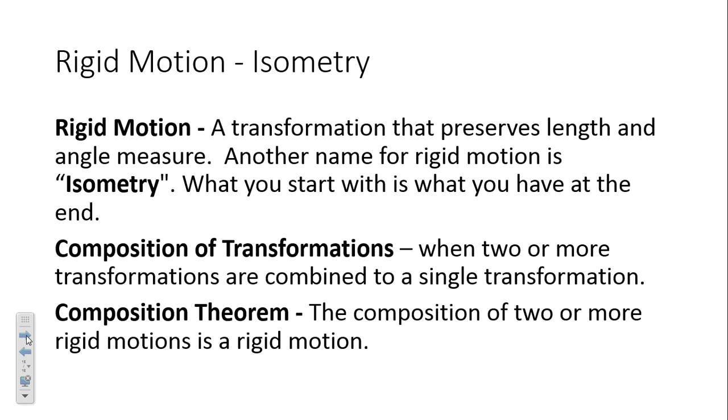Composition of transformations is when two or more transformations are combined into a single transformation. It doesn't make sense with Ms. Pac-Man, would it? Because we wouldn't want her to be able to go through the maze. But there are times when you want to transform once, transform a second time, and figure out what the net result was. So rigid motion preserves length and angle measure.